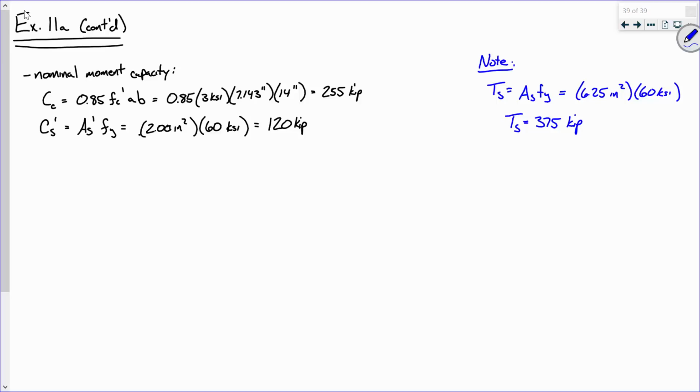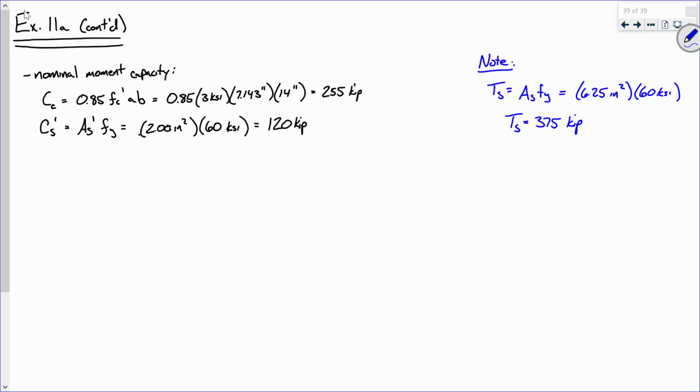Now, why did I do that? To see if they're equal to one another. I wanted to verify that C equals T. If I add up the C, I get 255 plus 120, I get 375. I really recommend that you do that. I know it's not necessary, but do it to ensure that you haven't messed up something in your calculations and that C does in fact equal T. Does that make sense?